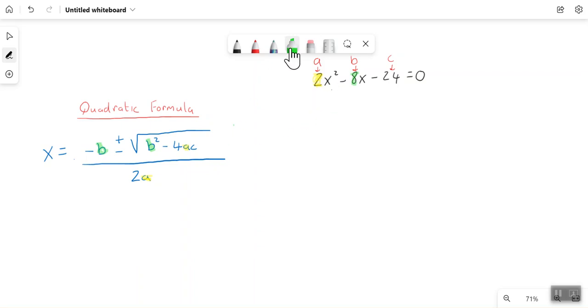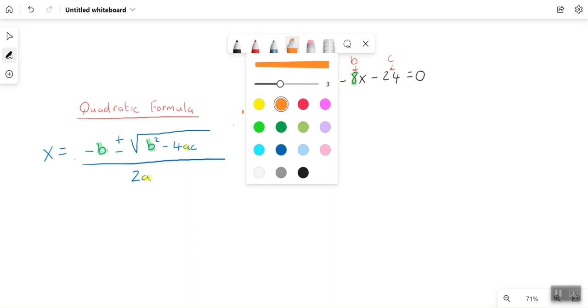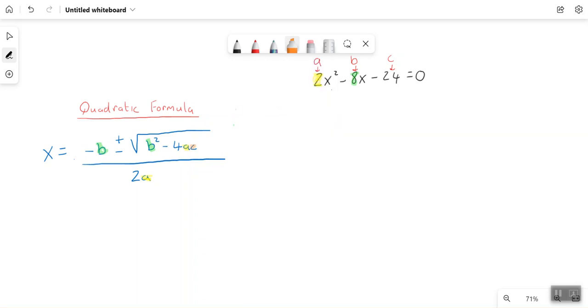And then the last one is your c value. Let's change this to orange. This is your c value here, and this is your c in the quadratic. So the first thing you want to do is identify a, b, and c. The value a is equal to 2 in this case. The value b is equal to minus 8. And the value c is equal to minus 24.